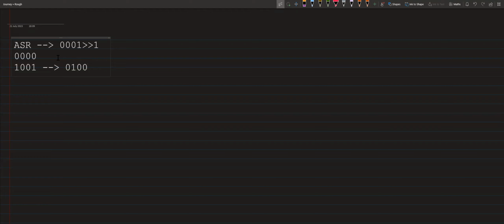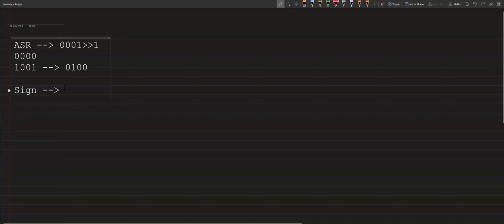But in arithmetic shift, we have some concept of sign. Sign in the sense that in binary, if the MSB is 1, MSB meaning most significant bit, that is the leftmost bit, it is treated as a negative number. The MSB is 1, it is treated as a negative number.